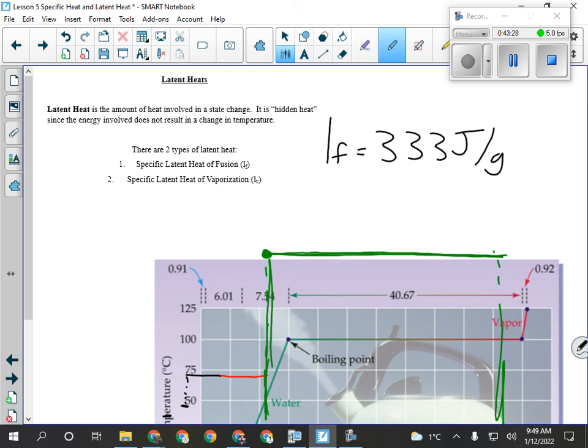333 joules for every gram of ice that you melt. And you'll melt several grams probably while you're making the snowball. So you lose a lot of heat energy that way. Does that sort of make sense?